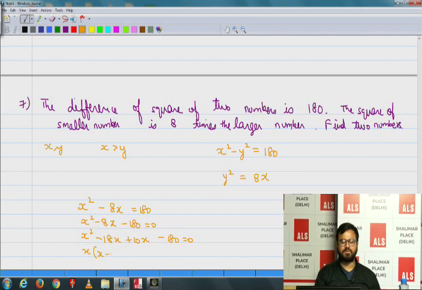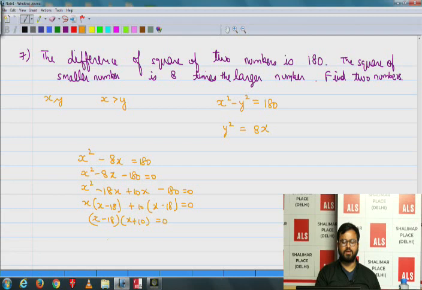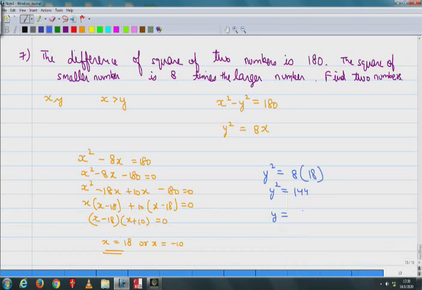Taking x as common, x minus 18 into x plus 10. So x is equal to 18 or x is equal to minus 10. When x is equal to 18, we can put it over here to get the value of y. Since y square is equal to 8 into 18, that is 144, y is equal to plus minus 12.